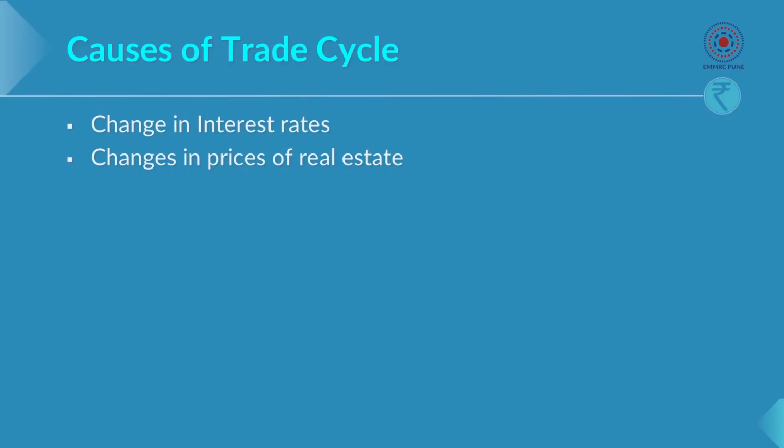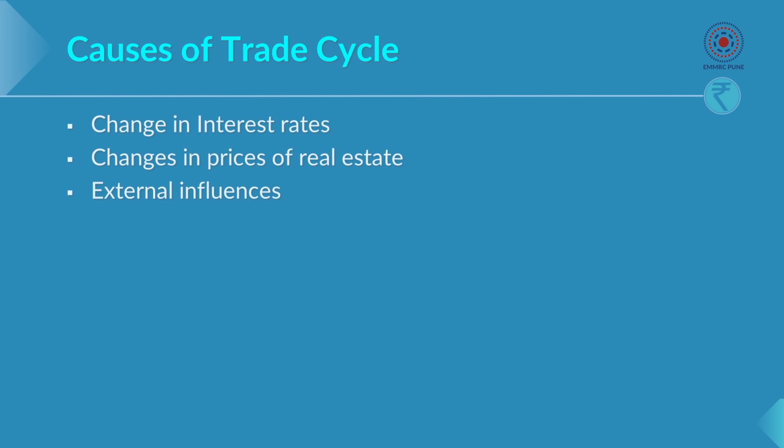The second factor is changes in prices of real estate. A rise in prices of real estate creates a wealth effect. A rise in prices of real estate leads to higher consumer spending. Conversely, a fall in prices of real estate causes lower consumer spending and bank losses. In late 1980s, the boom in price of real estate caused an economic boom, whereas a fall in prices of real estate in early 90s caused the recession of 91-92.